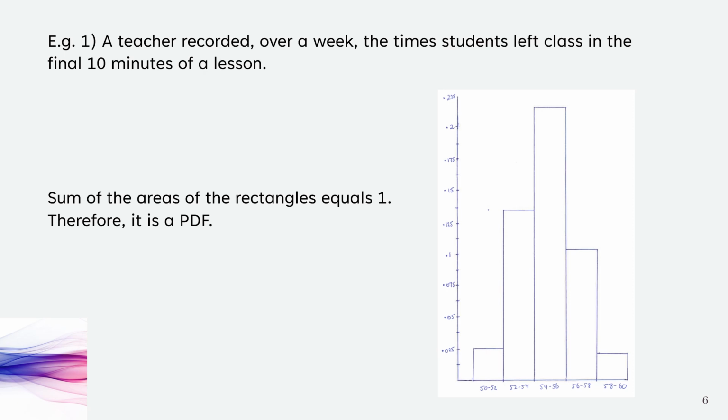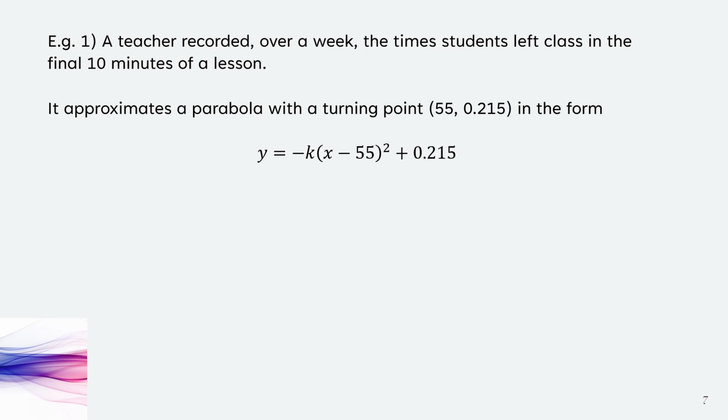We could also use the histogram for this, and if we did, we'd also find that the area underneath the histogram, using triangles, is equal to 1. So it does approximate the shape there. It approximates a parabola with a turning point at the centre, which was 55, 0.215. So it's in the form of minus k times (x minus 55) squared plus 0.215, because we've shifted the parabola right 55, and up 0.215. So firstly we'll find the value of k.